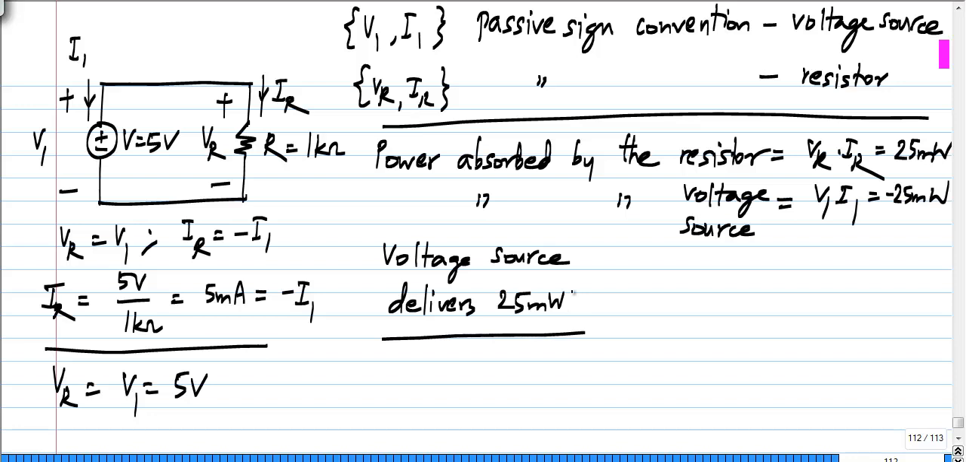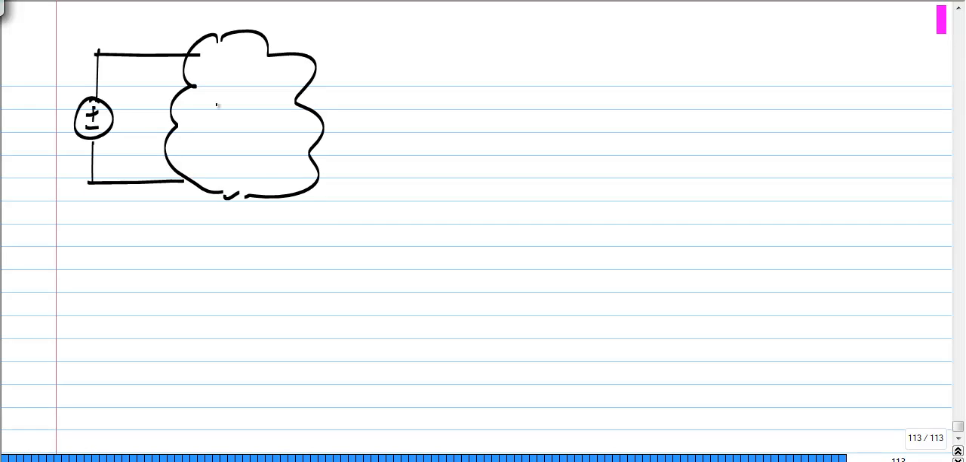Now, in general, if you have a single voltage source that is applied to a circuit with resistors, which are passive, then that voltage source will be delivering power. If I have a single voltage source and this consists only of resistors, let us say, then this is the only source of power in the circuit and it will be delivering power.